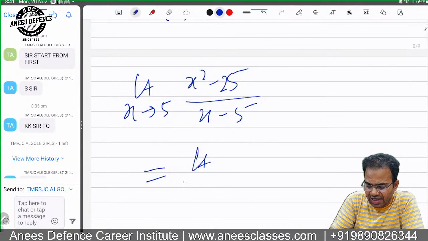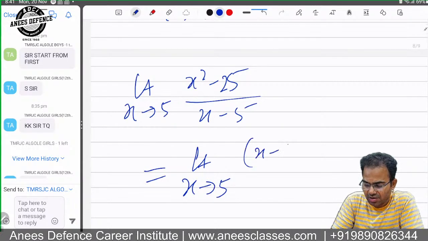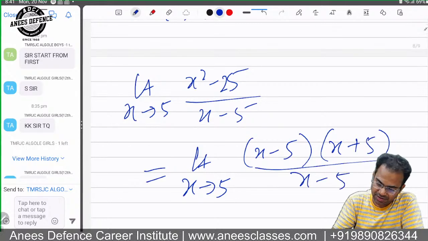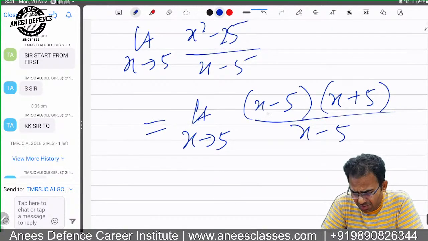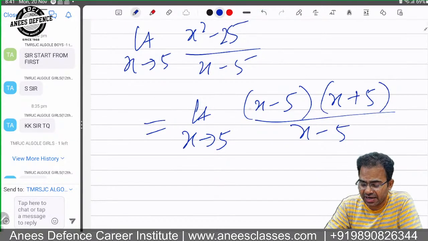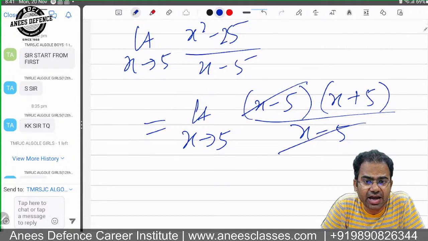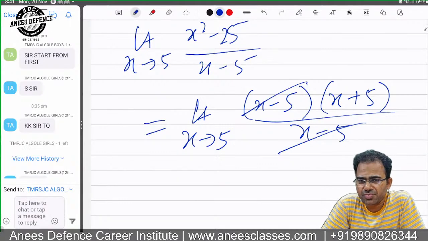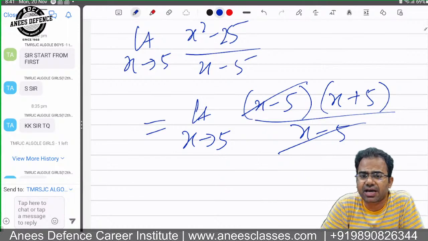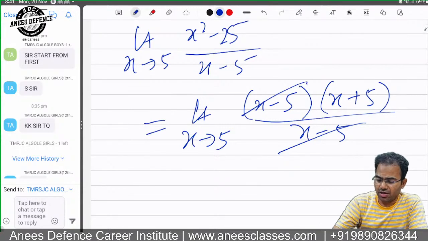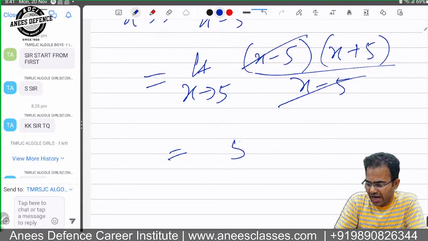So I can directly find the limit of this question using a square minus b square equals (a minus b)(a plus b), upon a minus b. Because LHL and RHL exist, I can cancel x minus 5. We are not cancelling 0 by 0. We are cancelling non-zero, because x tends to 5, at x tends to 5 plus and at x tends to 5 minus. For both, x minus 5 will cancel. So now I can put 5 in place of x. So you will find 10.